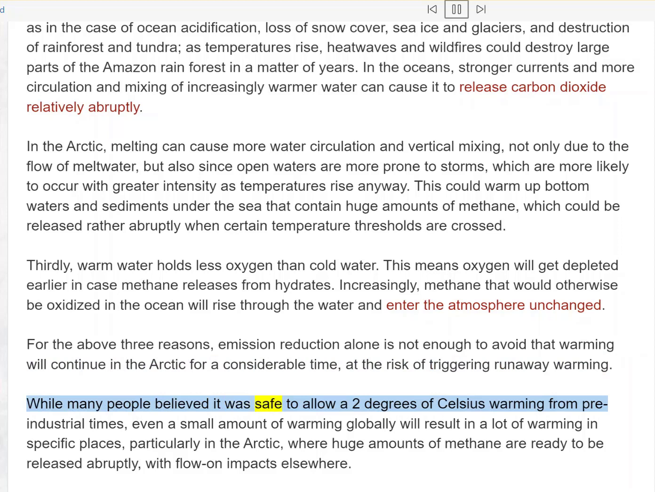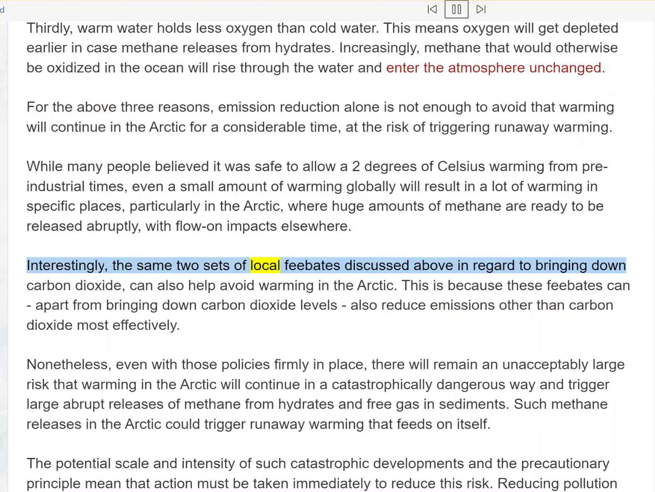While many people believed it was safe to allow a 2 degrees Celsius warming from pre-industrial times, even a small amount of warming globally will result in a lot of warming in specific places, particularly in the Arctic, where huge amounts of methane are ready to be released abruptly, with flow-on impacts elsewhere. Interestingly, the same two sets of local feebates discussed above in regard to bringing down carbon dioxide can also help avoid warming in the Arctic. This is because these feebates can, apart from bringing down carbon dioxide levels, also reduce emissions other than carbon dioxide most effectively.